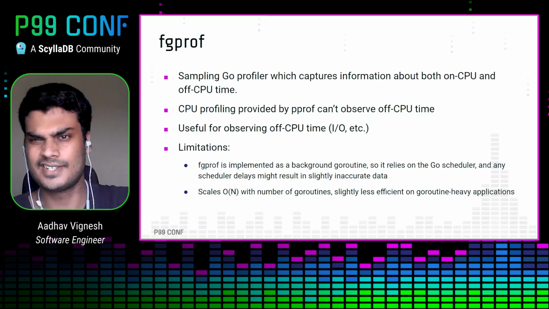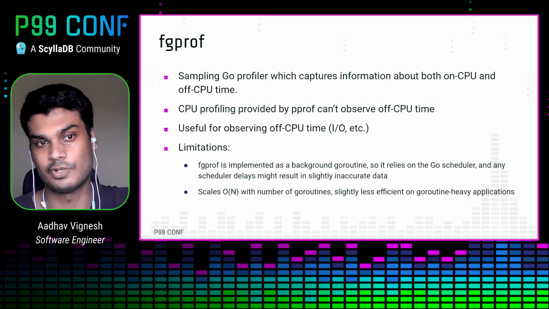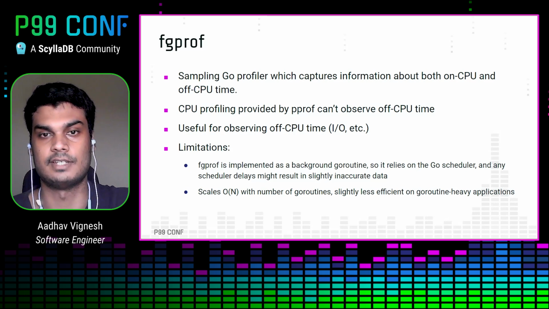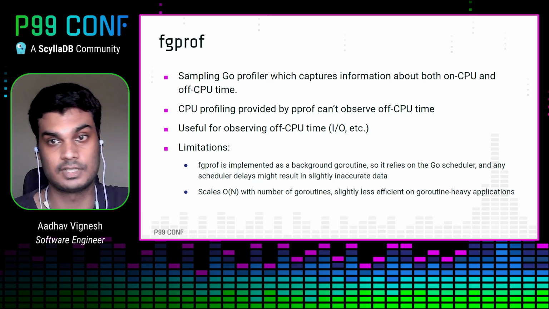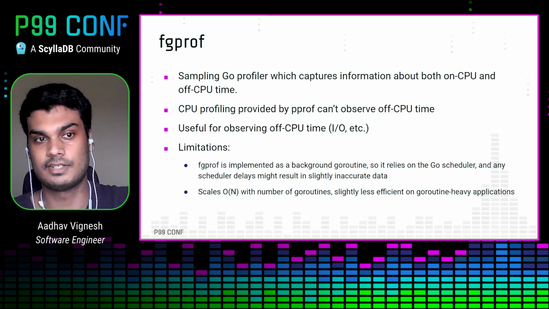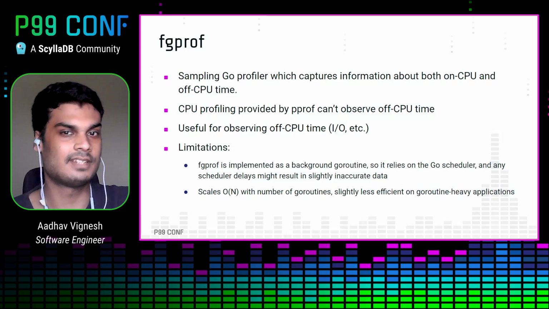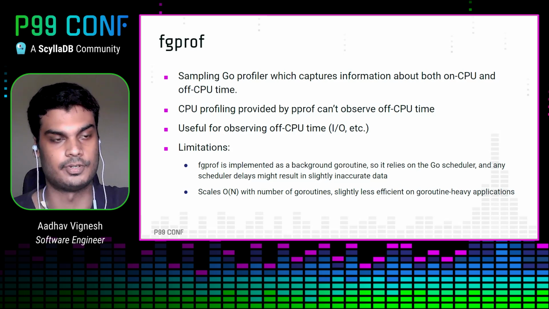There are a few tiny limitations with FGProf. The first is due to its implementation, as it's implemented as a background Go routine, and any scheduler delays might affect its working. Another limitation is that it scales O of n with the number of Go routines, so it might be slightly less efficient on programs with a higher number of Go routines.